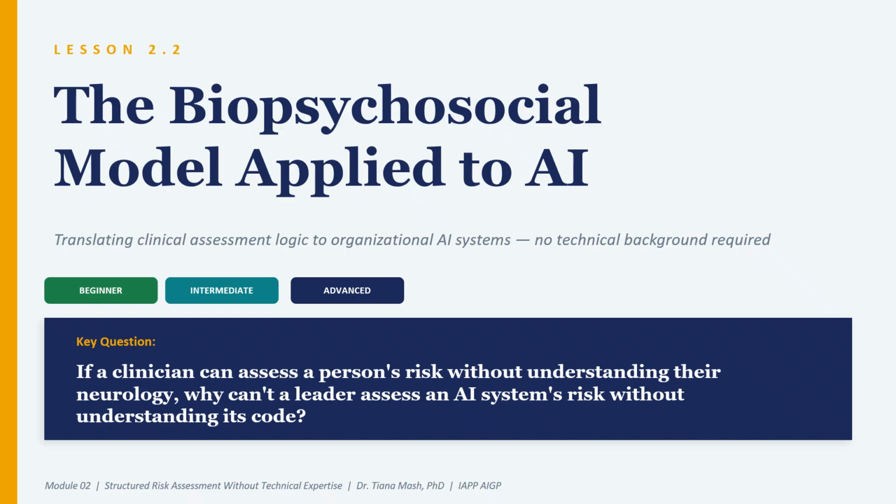Lesson 2.2, the biopsychosocial model applied to AI. As you know, I have a background in psychology with a focus on forensics. I know what you might be thinking: what is a clinical framework from medicine doing in an AI governance course? Here is the most basic answer. The biopsychosocial model was developed by a physician by the name of George Engel in 1977.